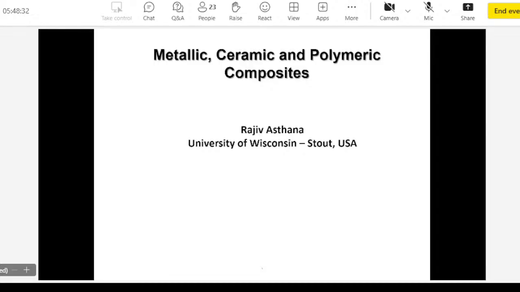Good afternoon, everyone. I'm going to talk about composite materials today in this session. I'm going to look at metallic composites, ceramic composites, and polymer composites. And pretty much all of us have been using composites somewhere or another.